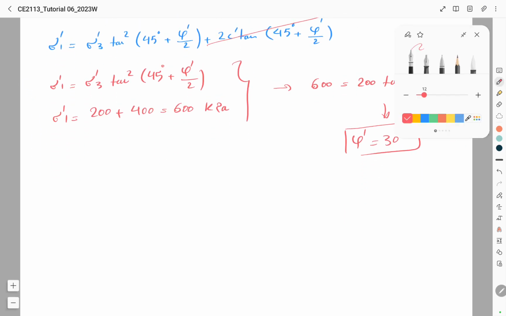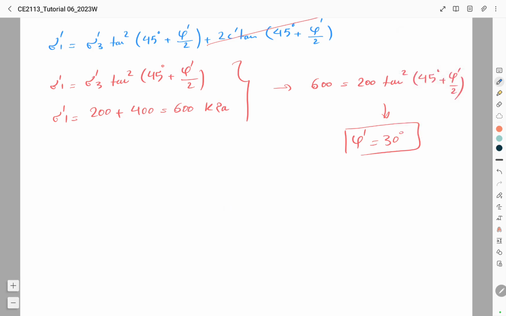For part B, we're going to use this equation. Theta is equal to 45 plus phi prime divided by 2, which is equal to 60 degrees. This is for part B.